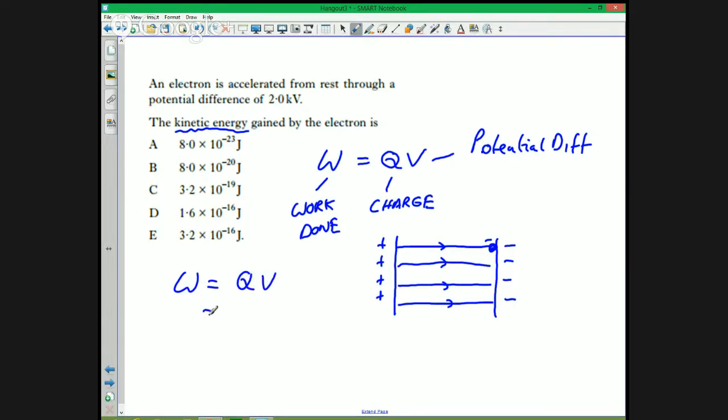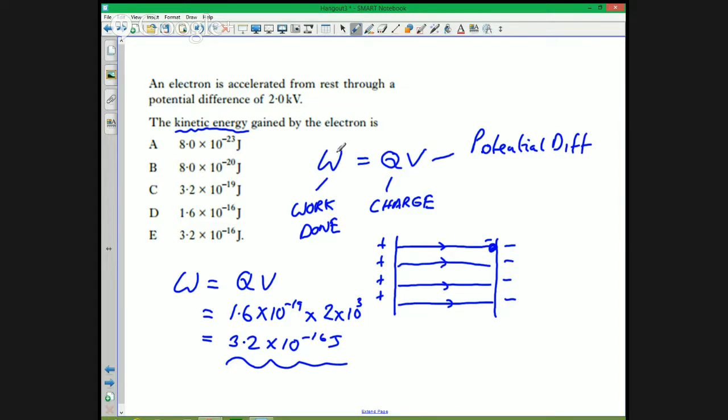What's the charge in the electron? Look it up in the data book. It's 1.6 times 10 to the minus 19 coulombs, multiplied by the potential difference, which is 2 kilovolts, which you can write as 2 times 10 to the power 3, and we get an answer there of 3.2 times 10 to the minus 16 joules. And that's our answer. So the kinetic energy gained by the electron is when the work done on the electron is then released by the electron. The electron moves across to the other side.